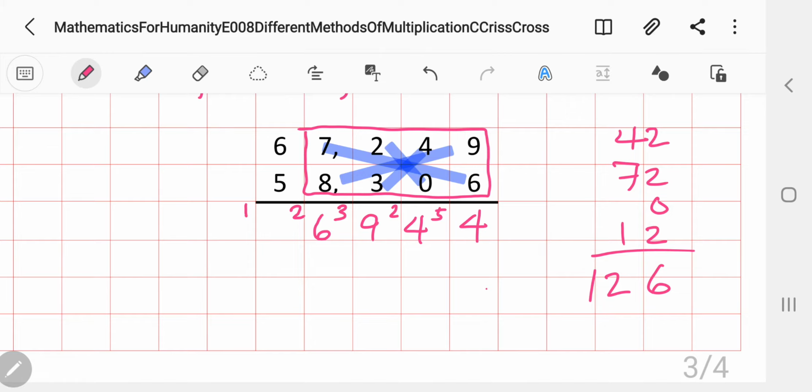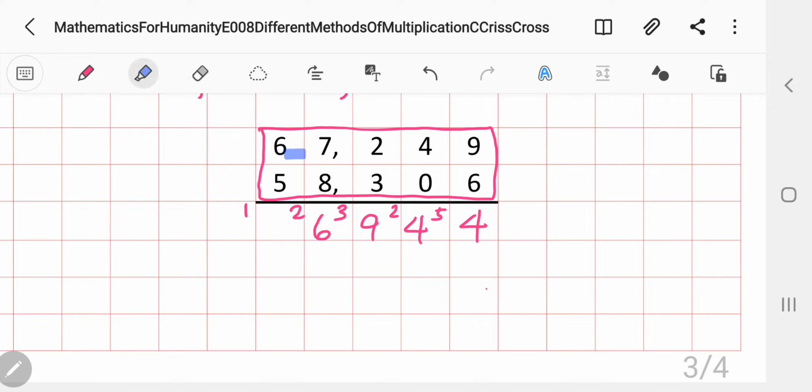And then I have to increase again the enclosure. So I have to erase this. And now this will now include the 5th column. And then I crisscross again.